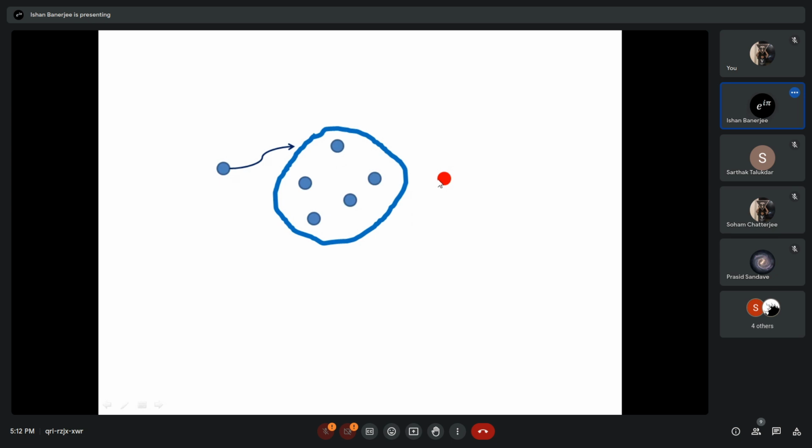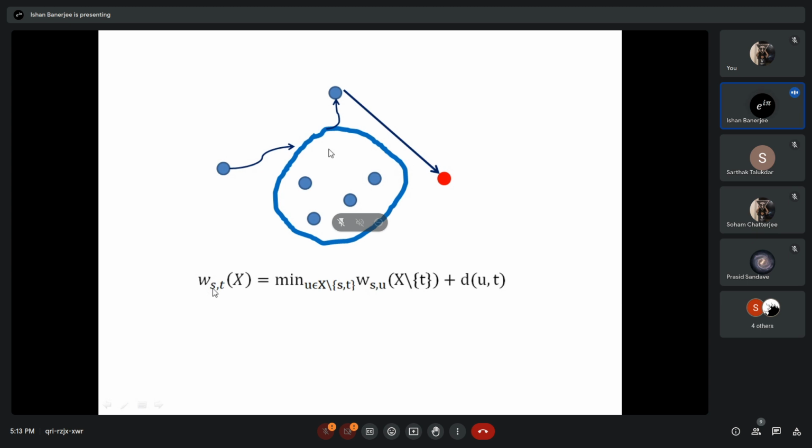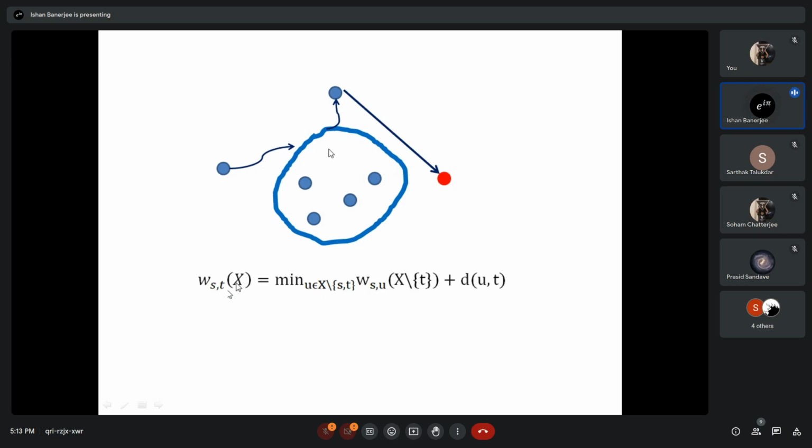We will pick the vertex which has the lightest path between the starting point and this point, covering all the other vertices. This is the lightest one among all the vertices. And then we will add this weight. If we represent it numerically with an equation, this is somewhat what the equation looks like, where W_ST represents the weight, S represents the starting point, T represents the end point, and X represents all the vertices that the path needs to cover, including S and T.